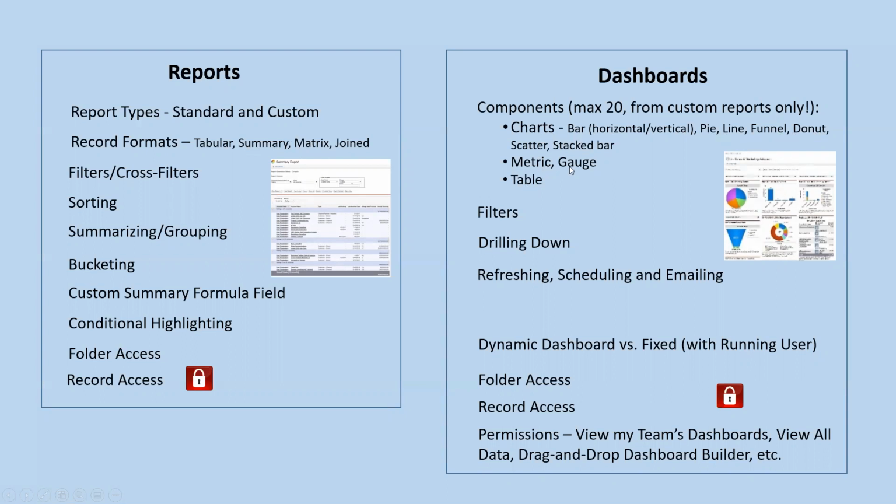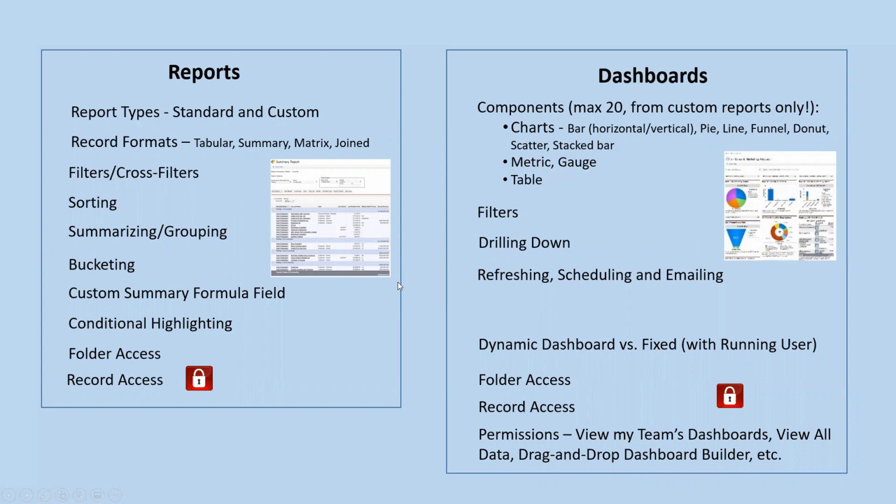Metrics and gauges are interesting components. They each really focus on one number. That is the grand total from your report. A metric just displays the number. So total opportunities won this quarter. Let's say that's the metric you're looking at. It would just display that number.